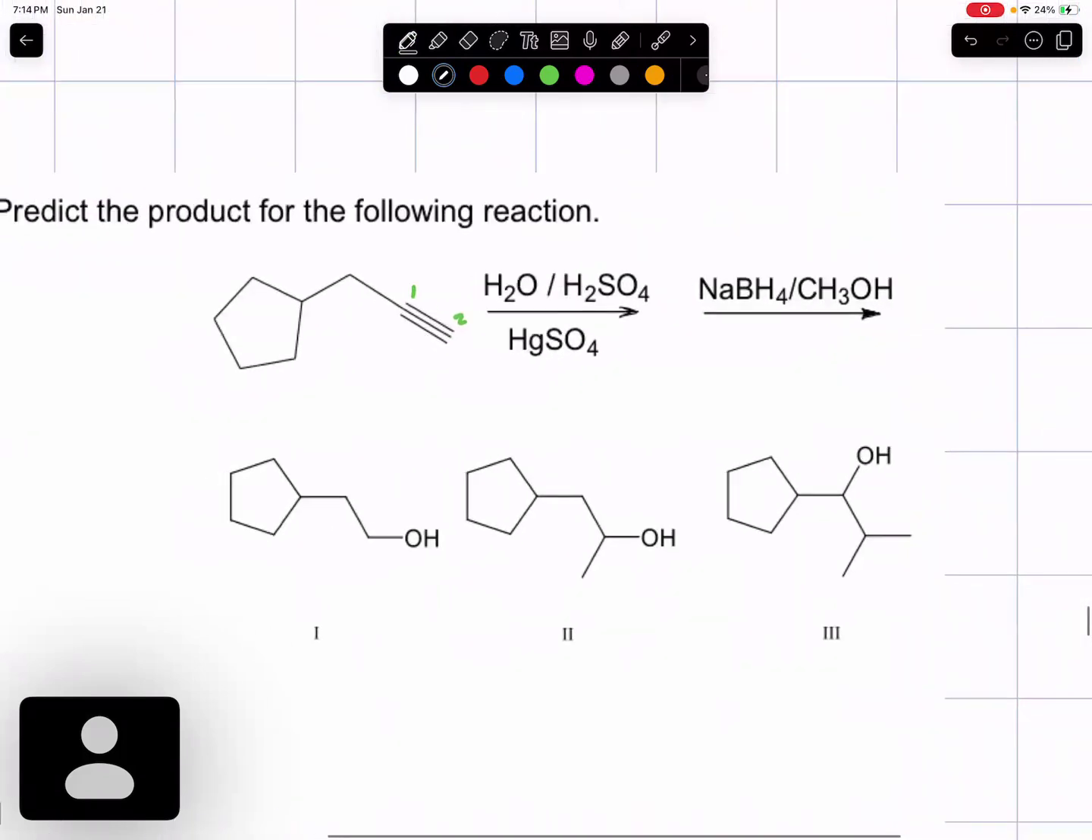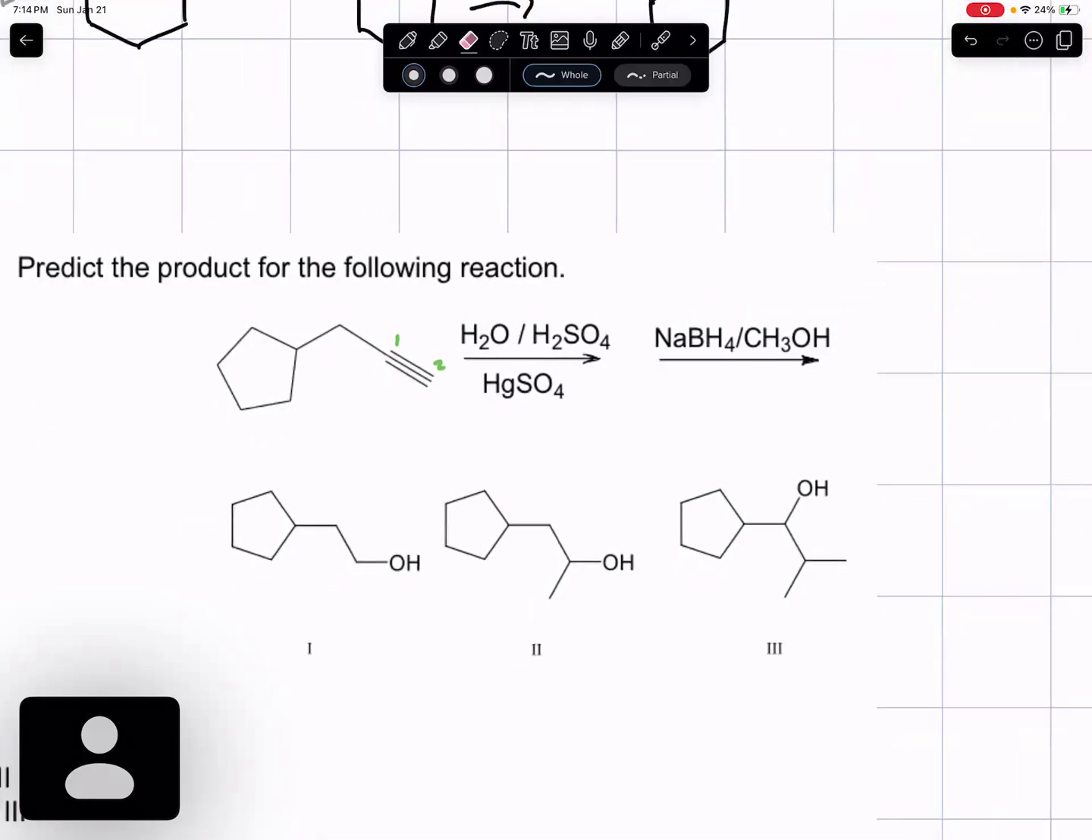Yeah, but after the second step, what does it make? Because that's only the first step, and it still has the alkene. But what's the whole thing? What's its major product? Ketone. Yeah, it's a ketone. So let me draw the first product. 1, 2, 3. Right?